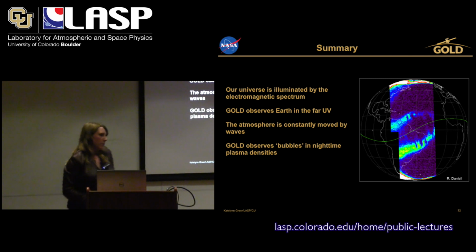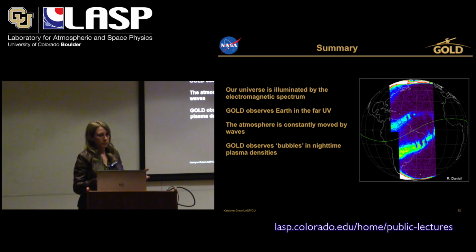Our Earth is illuminated by the electromagnetic spectrum, and we can view it in multiple colors and wavelengths. We happen to be viewing Earth in the far ultraviolet in this particular case. But from these emissions, we can detect waves that are percolating up from below. And we can also see bubbles that form.